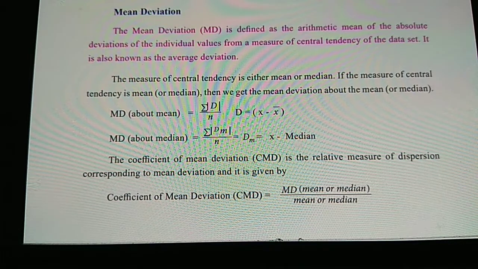Depending on whether the measure of central tendency is the mean or the median, we get the mean deviation about the mean or about the median. The mean deviation about the mean equals summation modulus d divided by small n, where d equals x minus x bar. The mean deviation about the median is the summation of modulus d divided by n.